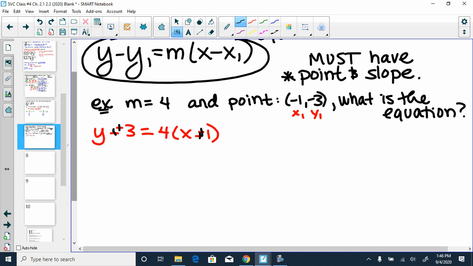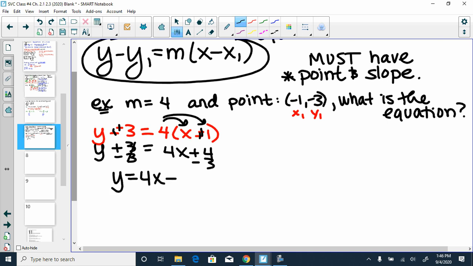Now here's the reason I like this form. It's 2 steps to the answer. The first step is distribute 4x plus 4. And the second step is to solve for y. So subtract 3 from both sides. And you end up y equals 4x plus 1. Voila, there's the equation. And it is in slope-intercept form.